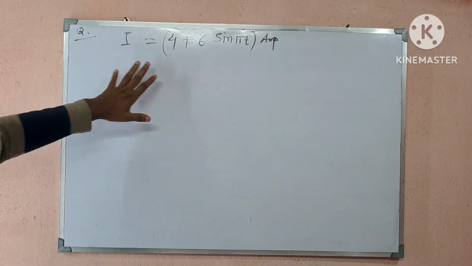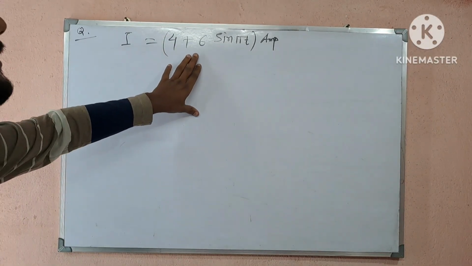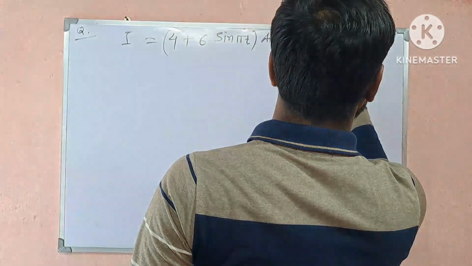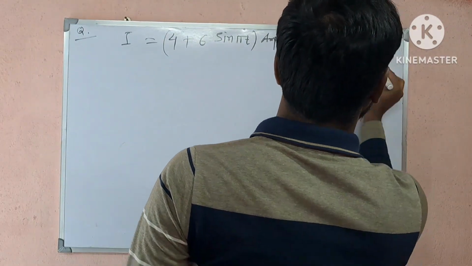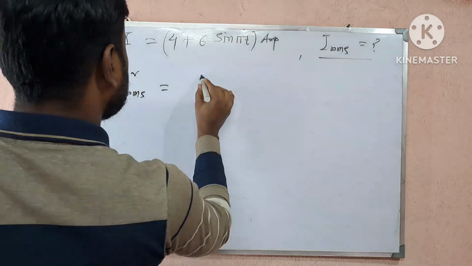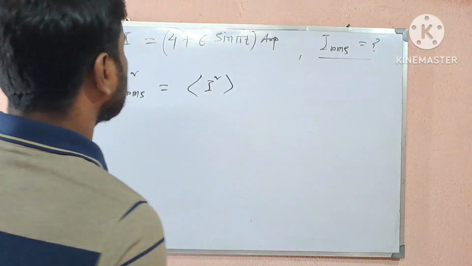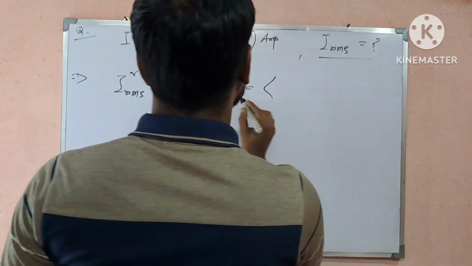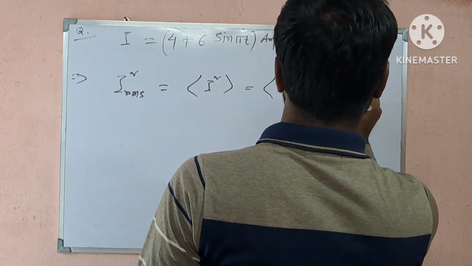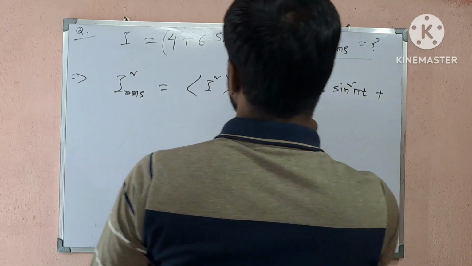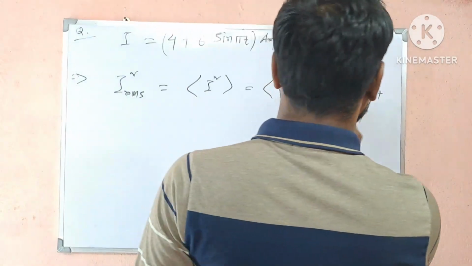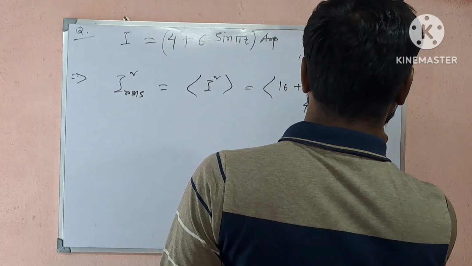Let's solve this problem. Here current is given by 4 plus 6 sine pi t ampere. You have to find the RMS value of current, you have to find IRMS. So how will we calculate? As we know, IRMS square is equal to average of square of I. If you take the square of current, that will be 16 plus 36 sine square pi t plus 2 into 4 into 6. That means 8 into 6, 48. That means 48 sine pi t.